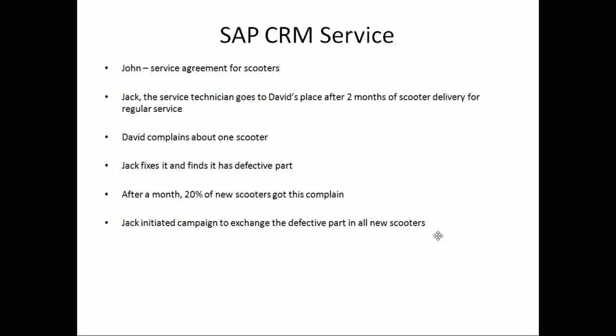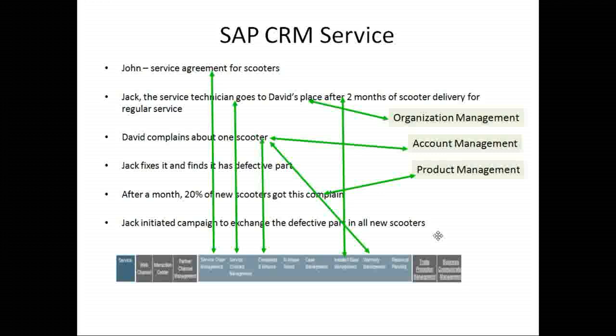When Jack visits David, David complains about one scooter, and Jack fixes that scooter and finds that it has a defective part. After a month, 20% of the new scooters got this complaint. Now Jack initiates the campaign. He takes the responsibility to exchange the defective part in all customer premises wherever this new scooter is delivered. So now we will see how this service scenario is being handled in SAP CRM.